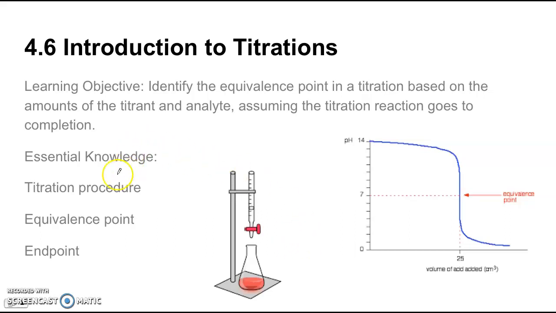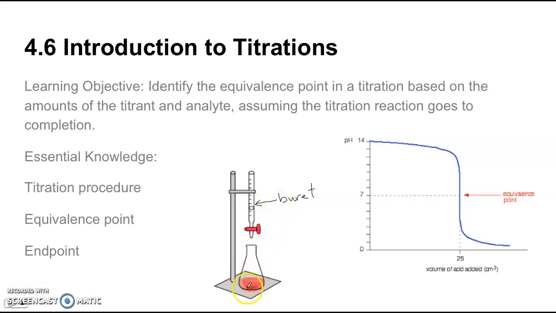The essential knowledge here is the titration procedure. We've done a couple of these, but just to review, this thing right here is the equipment. This is called the burette, B-U-R-E-T. We use a ring stand and a burette clamp to set up this burette, and in the burette you have the titrant. That's the solution that goes in the burette. It's called the titrant.